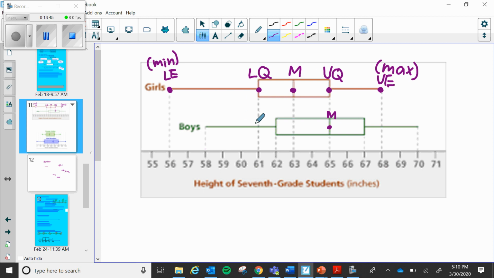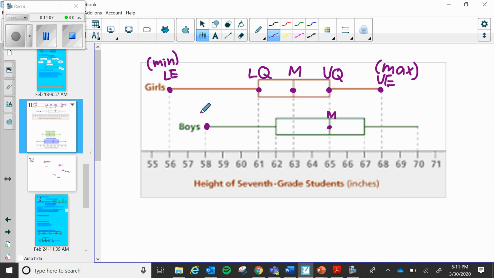In tomorrow's lesson, we will discuss more on what these technically are and how to find them. But today, I'm more worried about you understanding where to put them on this box and whisker plot. So just for extra practice, this point right here, what would this be?